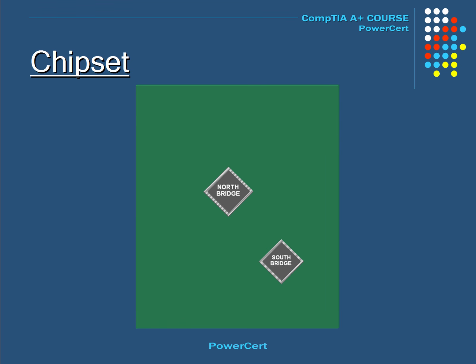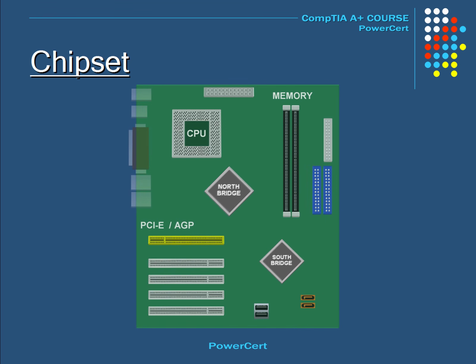The North Bridge is located in the upper or northern part of the motherboard, providing you're looking at the motherboard in the upright position. It's located near the CPU and is directly connected to the CPU. It's also directly connected to the memory and the AGP and PCI Express slots. So in order for the CPU to communicate with the memory and the AGP or PCI Express bus, it has to go through the North Bridge first. So the North Bridge acts like a communication middleman between the CPU, AGP or PCI Express, and memory.